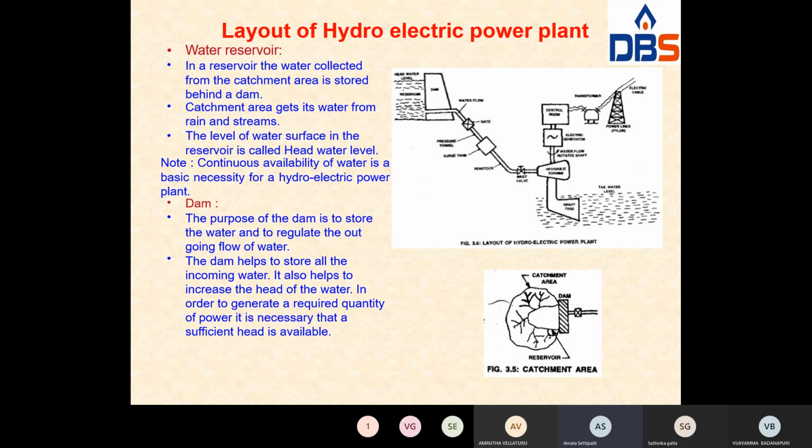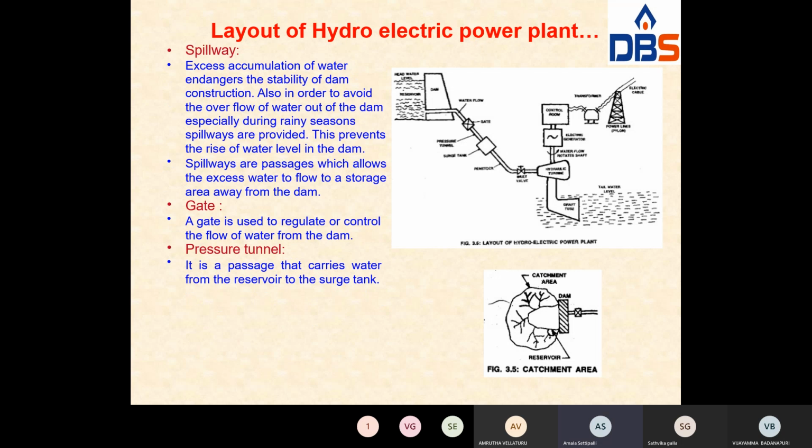Here the dam helps to store all the incoming water. It also helps to increase the head of the water. Here, head means the water level. In order to generate the required quantity of power, whenever you can store the proper water, at that time only you can generate proper electrical energy.